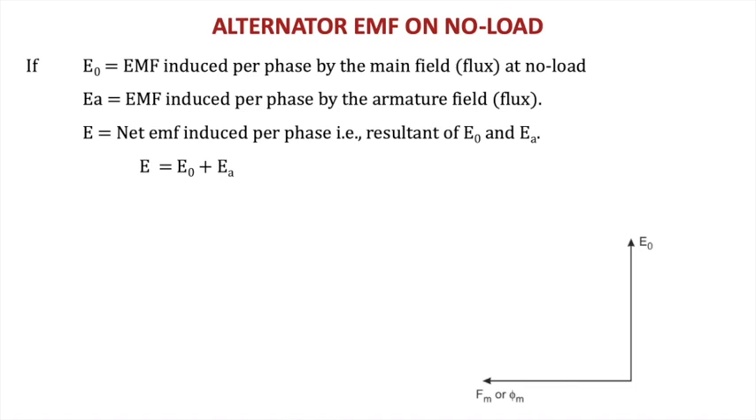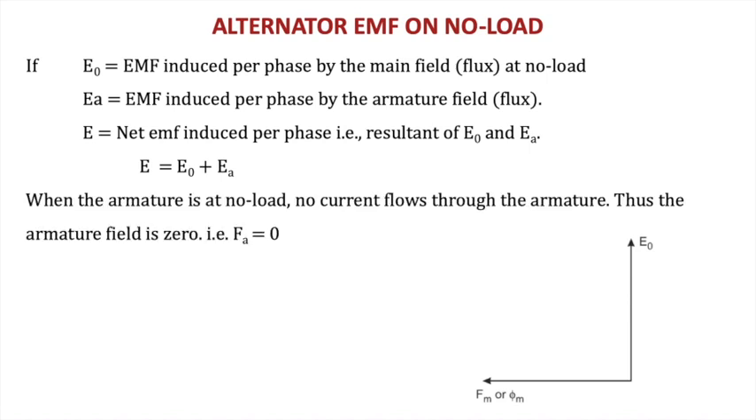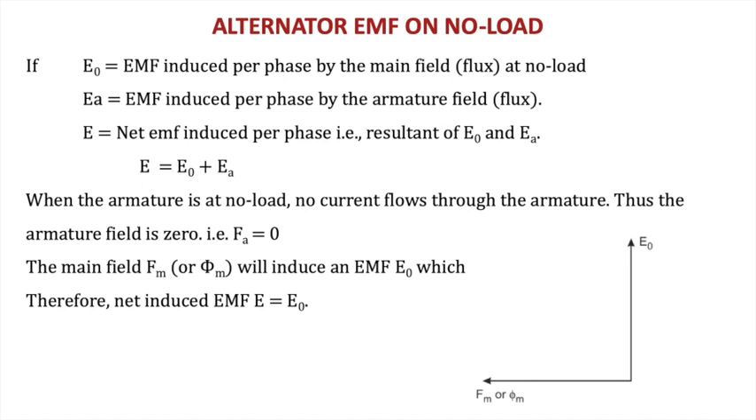At no load, your armature EMF EA will be equal to 0, and so the flux is 0, and therefore E will be equal to E0. Because when the load is 0, the armature current will be 0. If the armature current is 0, there will be no field produced by the armature conductors, and therefore the net induced EMF will be equal to only the no load EMF, that is the EMF induced due to the main field flux. So E will be equal to E0.